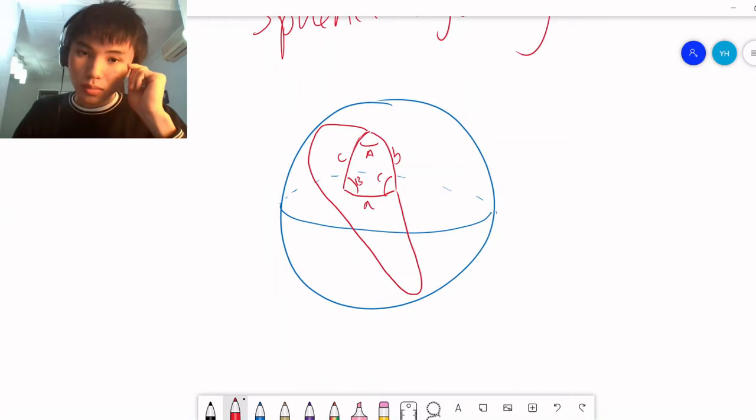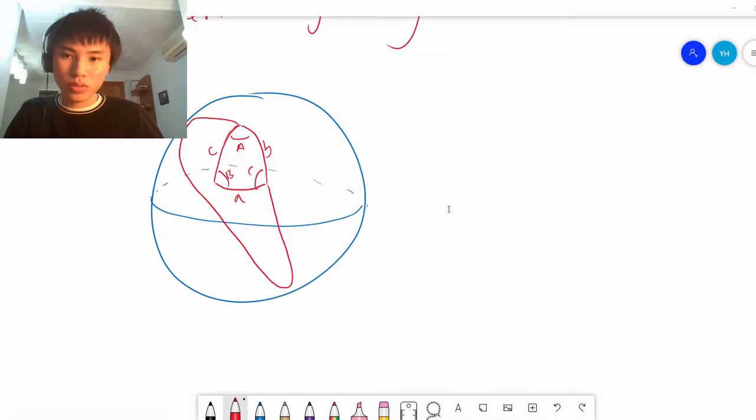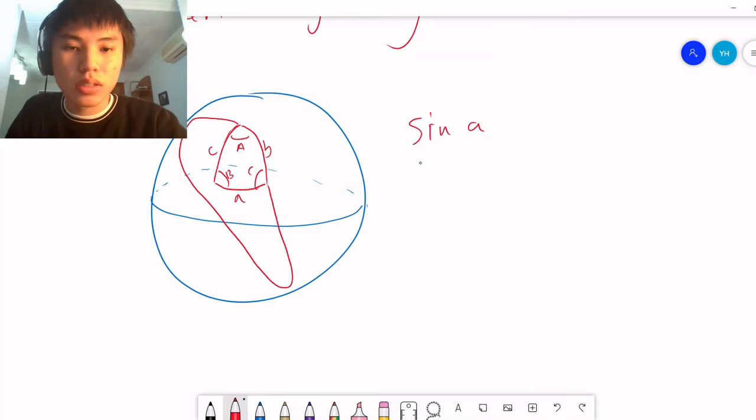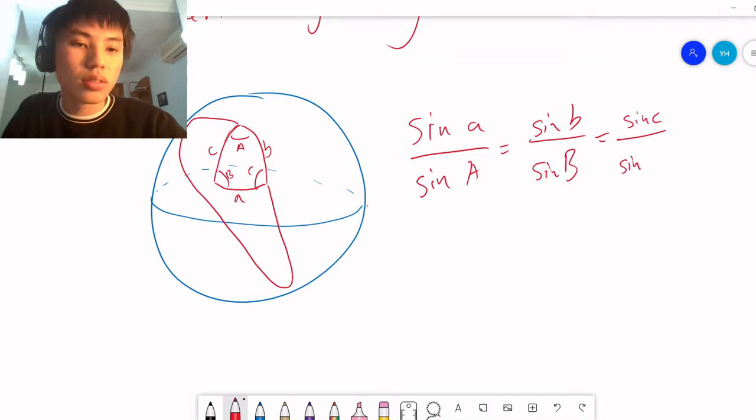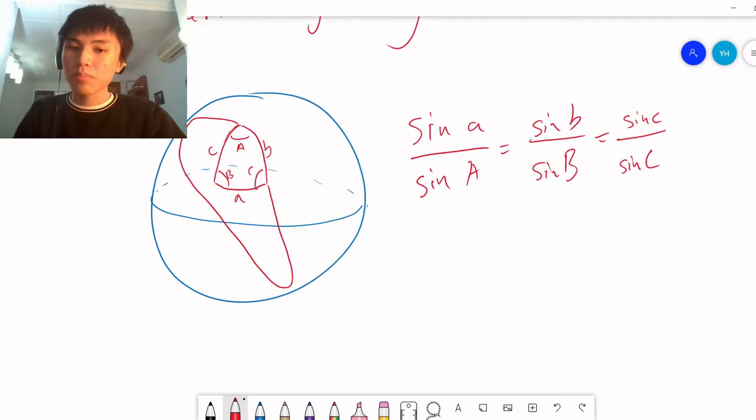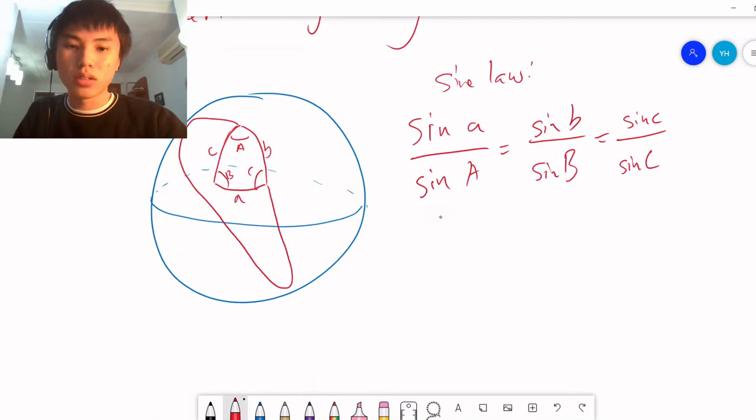And there are special formulas that we can use in order to describe these. Simply, it is sine a over sine A is equal to sine b over sine B is equal to sine c over sine C, where we have small letters at the top and big letters at the bottom. This is the sine law, and this is the cosine law at the bottom here.